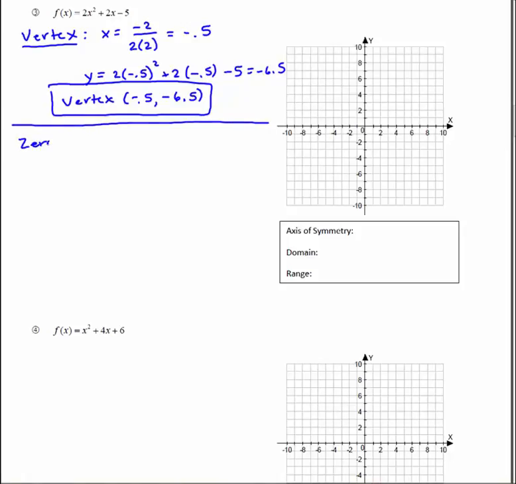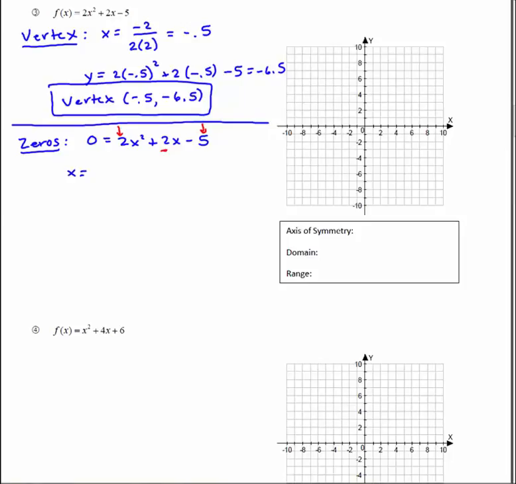The zeros. Zeros are the x-intercepts, and so I'm going to set the y value equal to 0. In this one, I don't believe this one factors. Remember to check it. You would need to find two numbers that add up to 2, but have a product of 2 times negative 5, or negative 10. A product of negative 10 and a sum of 2 is not going to work. So this is not factorable. We're going to have to use the quadratic formula this time.